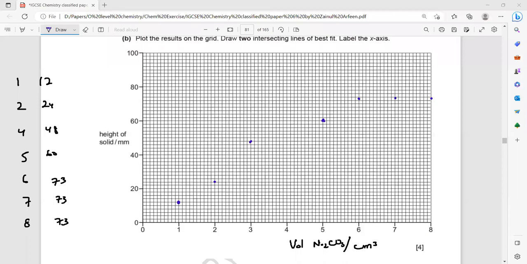Now, we have to draw 2 intersecting straight lines. Let me just reconfirm the point. This was actually 4 and 48. So I should make it here. 42, 4, 6, and 8. So this is 48.